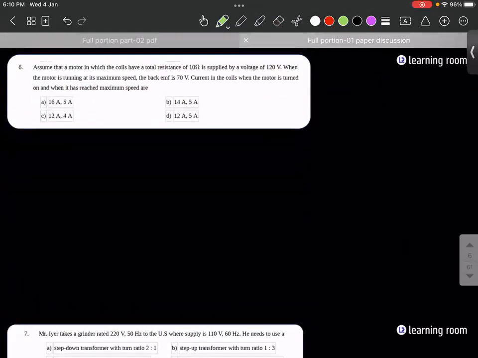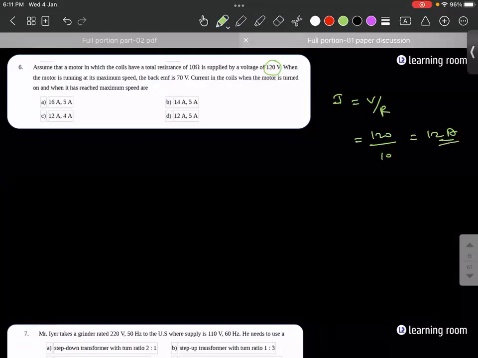So assume that a motor in which the coils have total resistance of 10 ohm is supplied by a voltage of 120 volt. When the motor is running at its maximum speed, the back EMF is 70. Find the current in the coils when the motor is turned on and when it has reached maximum speed. So how to solve this? I is equal to V by R. So when the motor was turned on, 120 volt divided by the resistance of 10. So answer will be 12 ampere. Which options have 12? It should either be C or D.